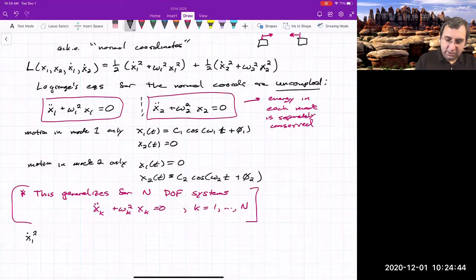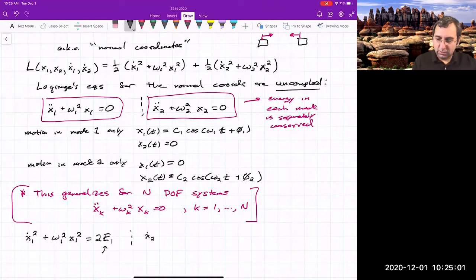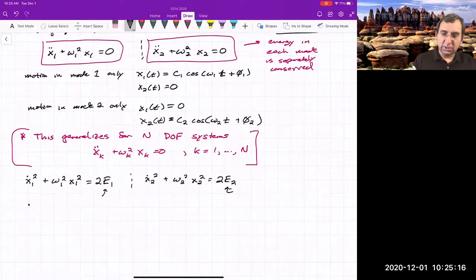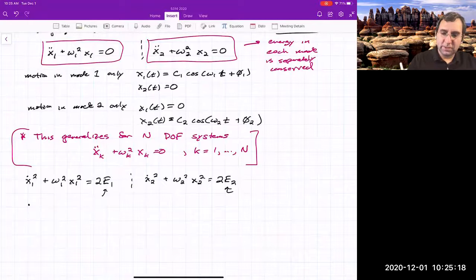For this, we've got x1 dot squared plus omega1 squared x1 squared equals 2E1. That's the energy in mode 1. And x2 dot squared plus omega2 squared x2 squared equals 2E2. It's the energy in mode 2. So they're separately conserved, and there's a nice image that we can see.